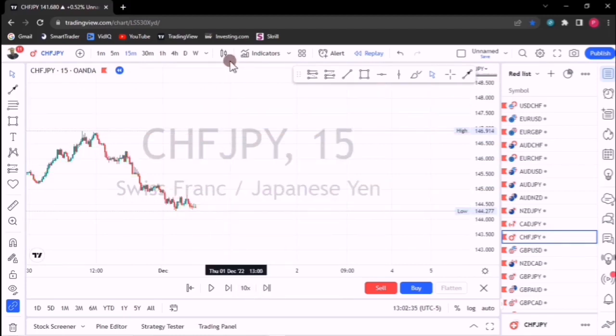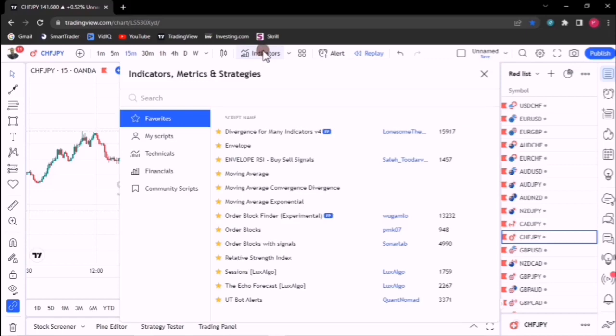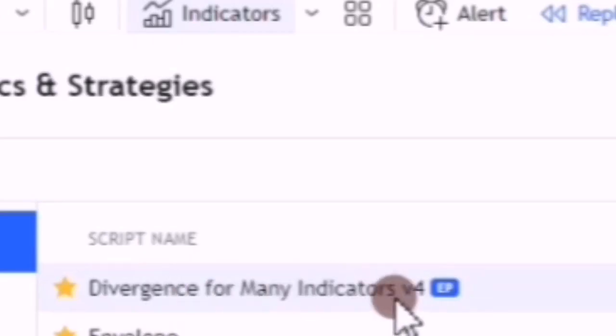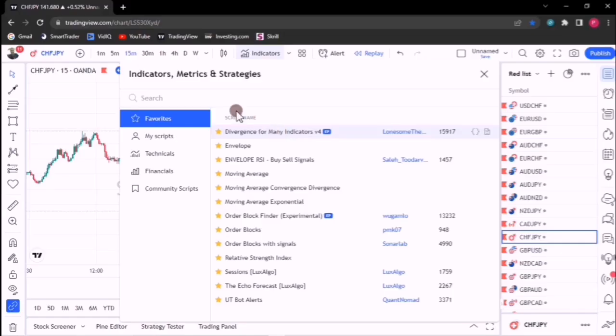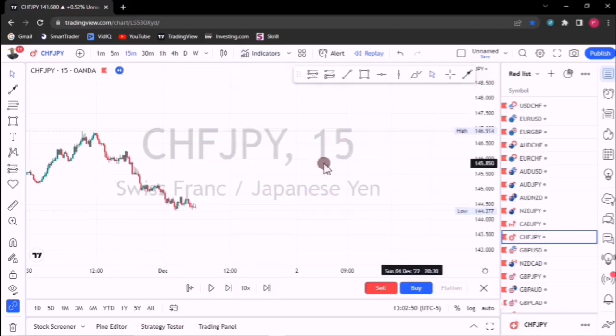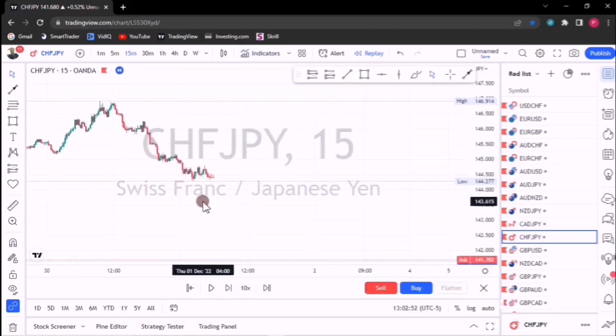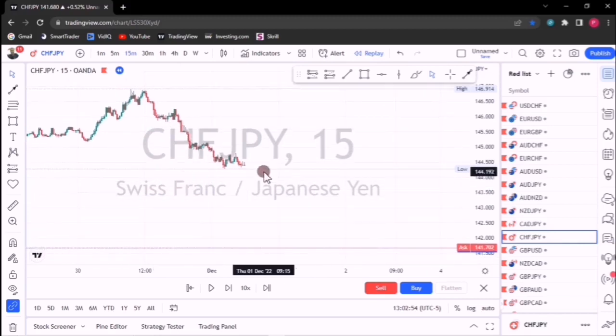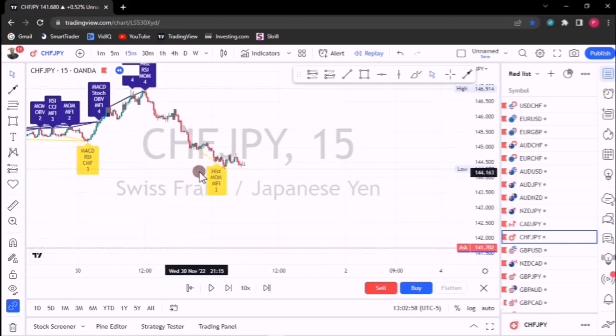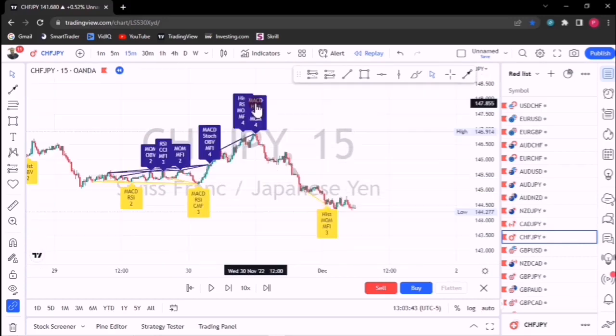Let's remove this. Another indicator that I'd like to show you is the divergence for many indicators version 4. Find it, you type that on the search box and then you select it. If you trade divergences, this indicator helps you to identify divergences in the market.